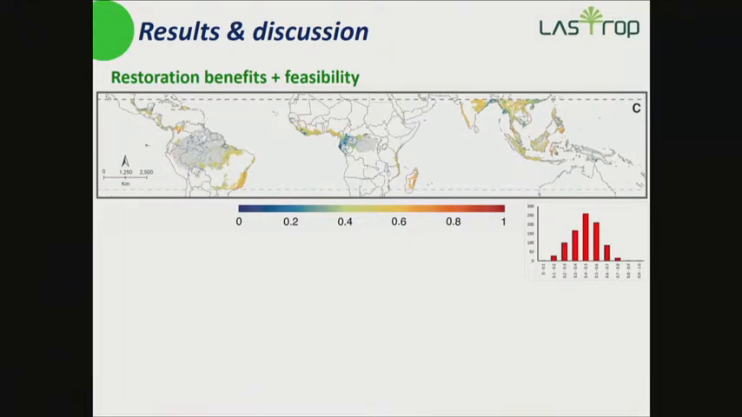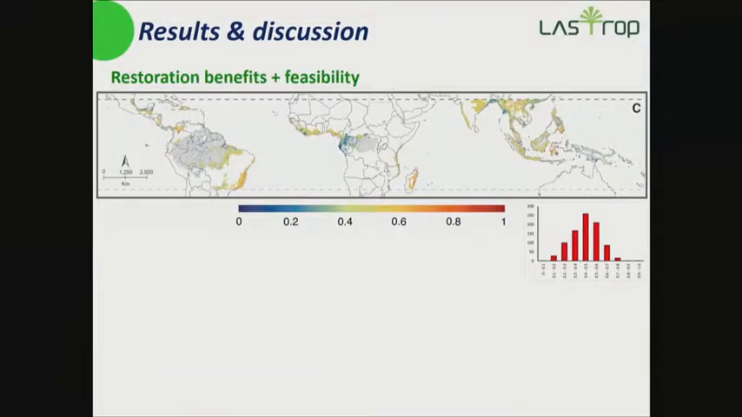And then we overlaid the benefits and the feasibility maps into one single map and renormalized it again. And then we finally got the map of the hotness score of restoration distributed across the global tropics. So again, you may see hot points distributed across the global tropics, but some emerging clusters in some countries. And we got a kind of normal distribution of the area with the different classes of hotness score.